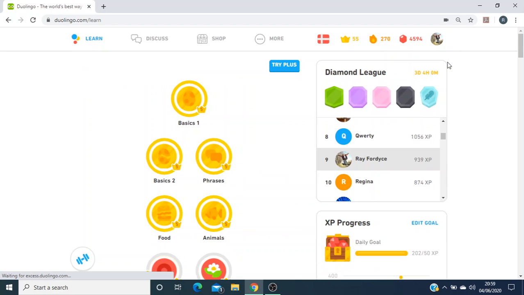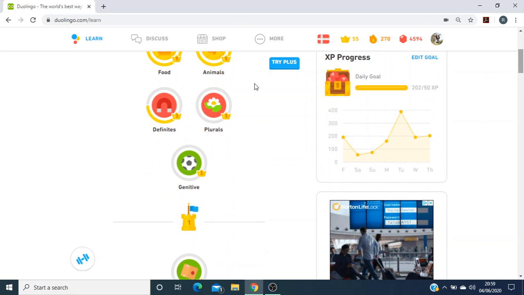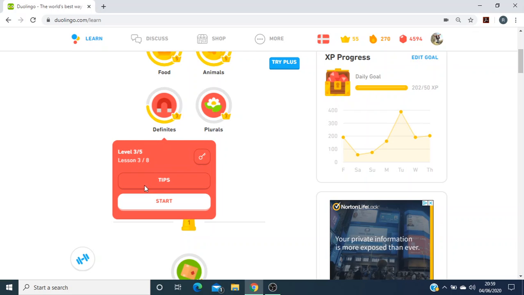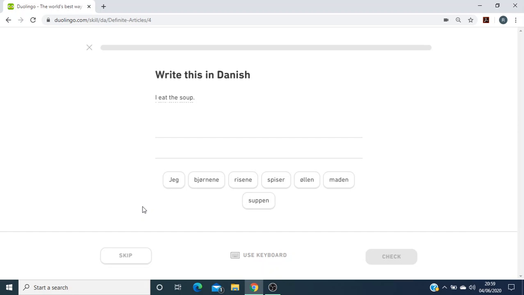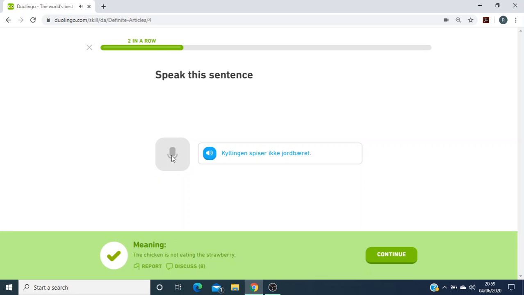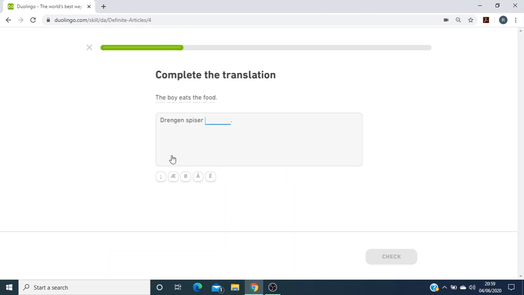Why have you taken me back to the top of the screen? So let's continue. There we go. Just wondering how long that was going to take. I eat the soup. Ja. Spise. Spiser suppen. Kyllingen spiser ikke jordbær. The chicken is not eating the strawberry. I don't think chickens really eat strawberries, do they?